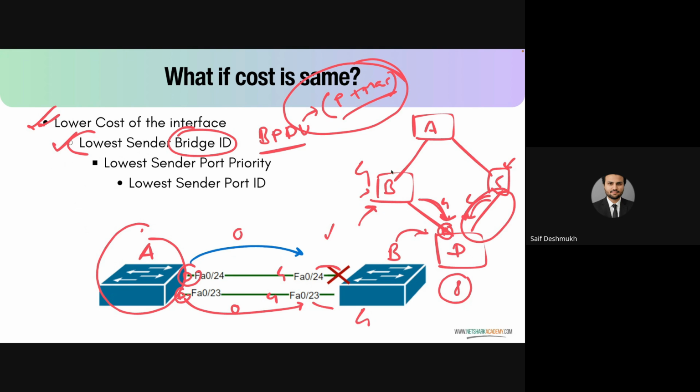But in cases like this, the second criteria applies. We prefer a lower sender bridge ID, and the interface on which we are receiving that lower sender bridge ID, we will consider that interface as the root port.